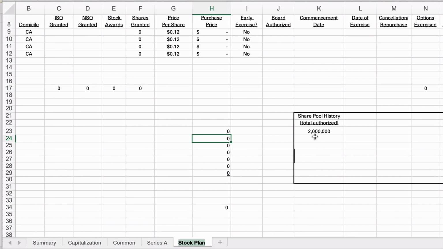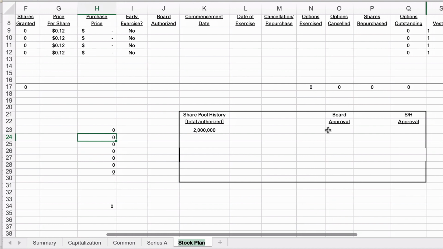Notice here, share pool history. You also want to keep a history of this. When did the board authorize this? Very important. Okay, and shareholders approval. When did the shareholders authorize this as well? And typically these are kind of synonymous in early stage companies.